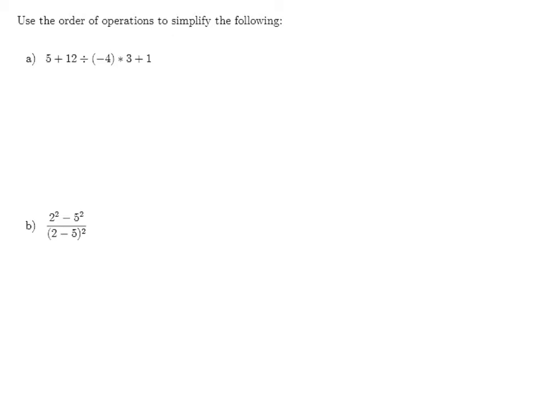We'll apply the division and multiplication first. Again, since multiplication and division are on the same level, we will work left to right in applying those. So we have 5 plus 12 divided by that negative 4 times 3 plus 1. Note that there are a lot of different symbols that can be used for multiplication. Here we have an asterisk. It can also be written as a solid dot or the standard cross multiplication symbol.